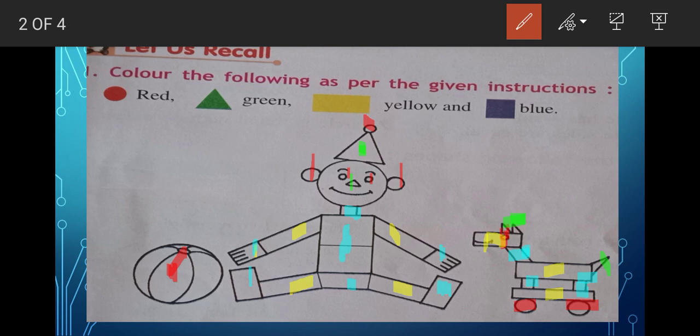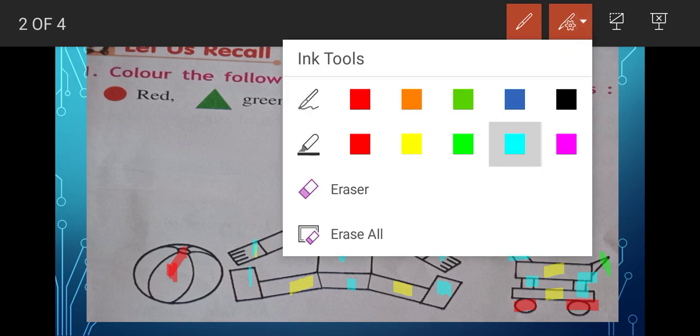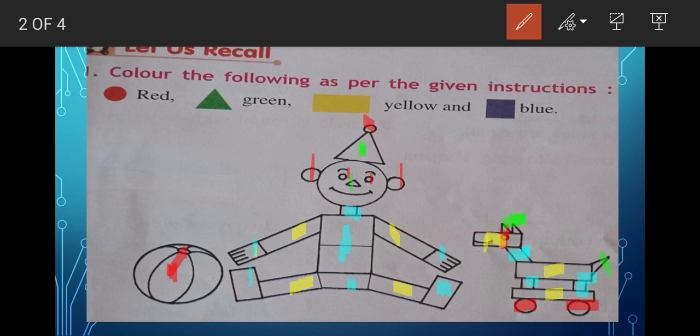The face of this doll is also circle, isn't it? So the face of this doll should also be colored with red color. Okay, children, so you have to color it nicely. I have shown you which color to be applied where.